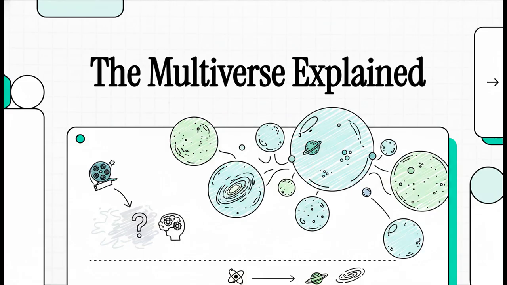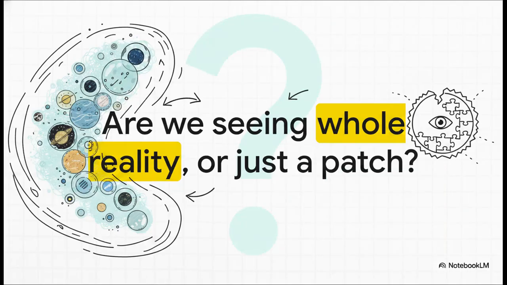Our goal here today is to build a solid foundational mental model of what this concept actually means in the world of physics, why serious scientists give it the time of day, and exactly where hard science ends and pure speculation begins. To get us started, I want to ask you a core question. This sits at the absolute heart of the whole multiverse debate. Are we seeing the whole reality, or are we only seeing one tiny visible patch of it?